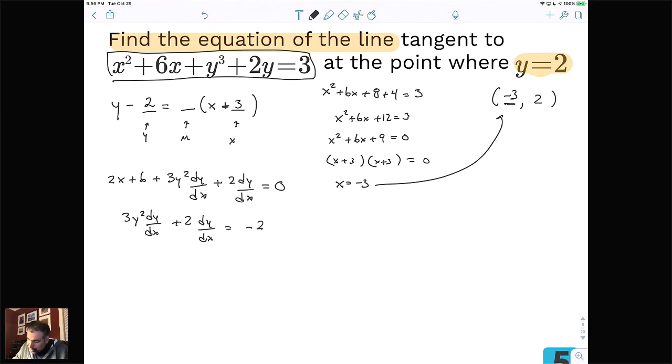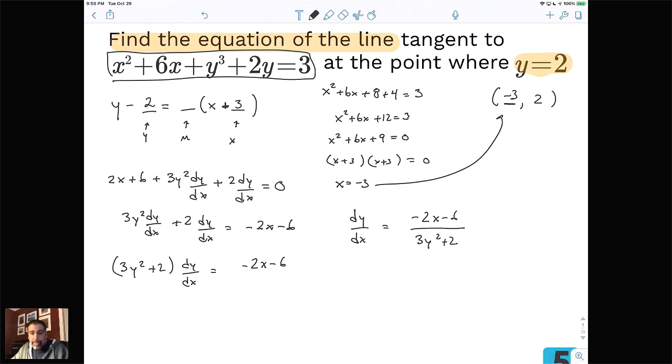And we're going to move minus 2x on the other side, minus 6 on the other side. And then from there, again, the key to this, all the dy over dx's are on one side, so that allows us to be able to factor them out. So we get 3y squared plus 2 dy over dx equals negative 2x minus 6. And now we're just going to divide both sides by our 3y squared plus 2 factor, and we're going to end up with dy over dx equals negative 2x minus 6 over 3y squared plus 2.